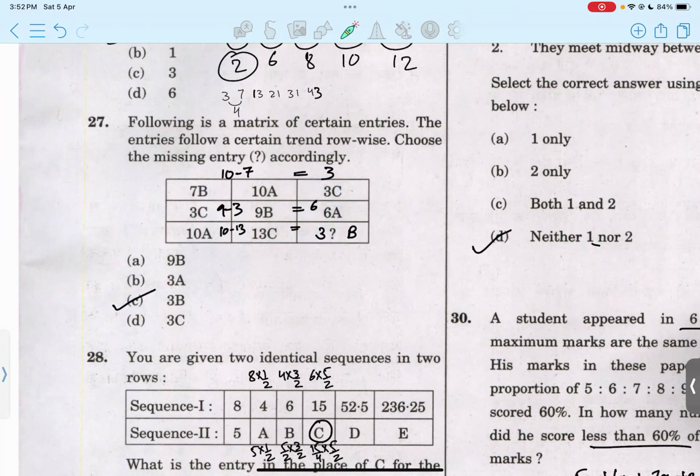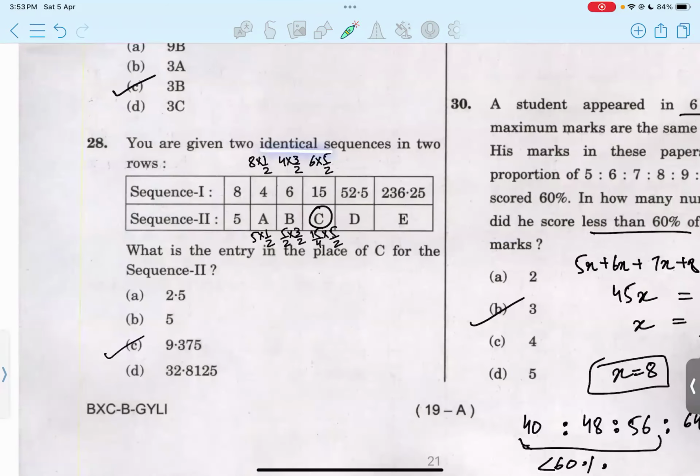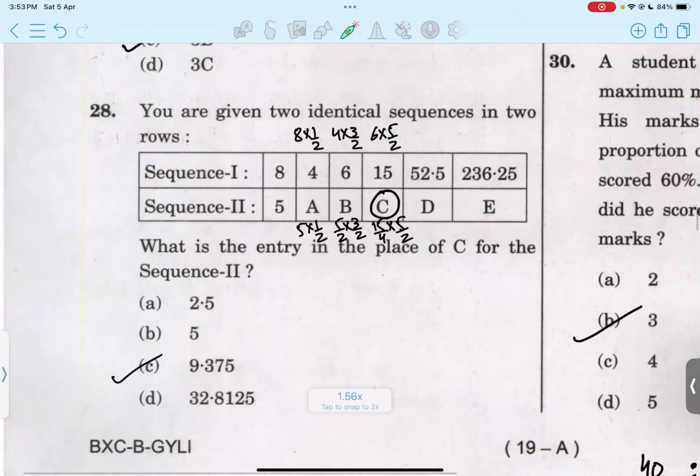Option C. Now, again, we are given two sequences. They are again identical sequences. So in this case, we have to get the value for C. If you identify the sequence being followed from sequence number 1, you will see that 4 is half of 8. So half of 8, we get 4.